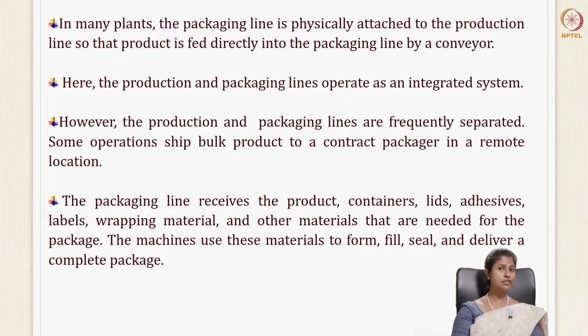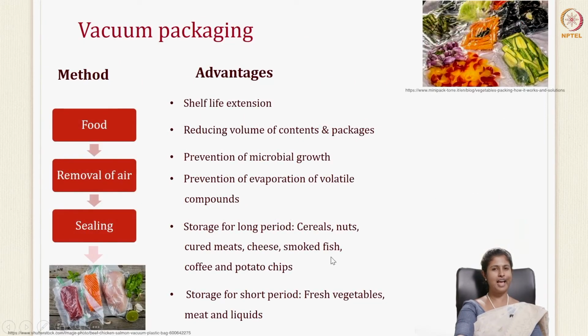But most of the time that is not what happens. Most of the time the production and packaging lines are separated. And some operators ship the bulk quantity to a contract packager in another area. And it is the contract packager who packages it and prepares it for the final shipment. So the packaging line receives the products, the containers, the lids, the adhesives, wrapping material, everything that is needed for packaging. And the different machinery in this integrated system brings them together in the form, fill and seal and delivers the complete package. And one of the first machinery that we're going to deal with is the vacuum packaging.